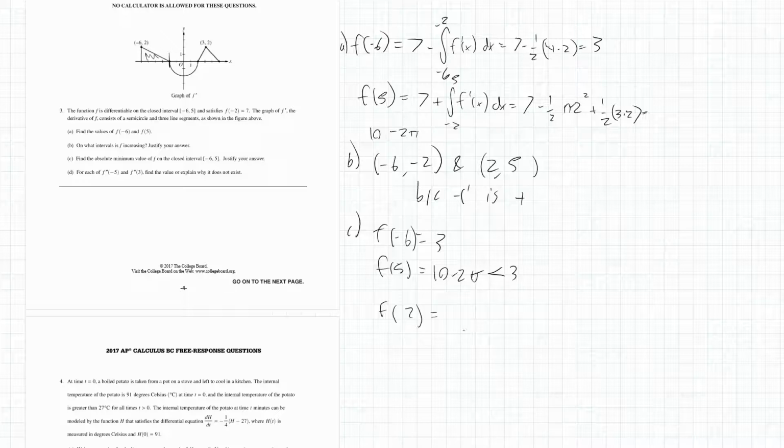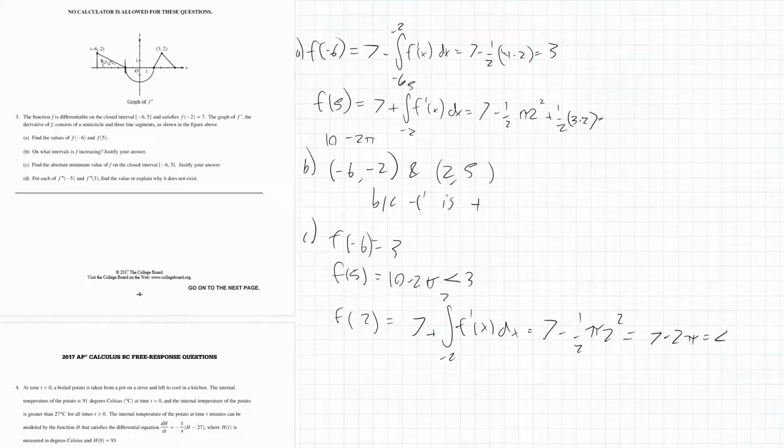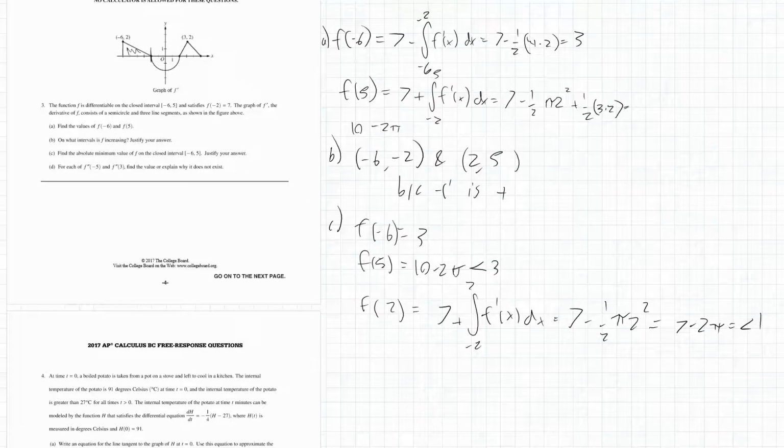equals f of negative 2, which is 7, our reference point, plus the integral from negative 2 to 2 of f prime of x dx, which equals 7 minus 1/2 pi 2 squared, which equals 7 minus 2 pi. So this one is smaller than these two, because it is less than 1. And the only other one we have to test, no, that's the only one, because after that it goes to positive, and you know that if you add area it's going to be bigger.